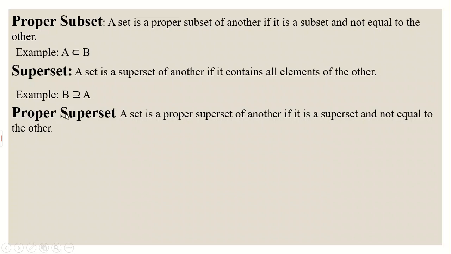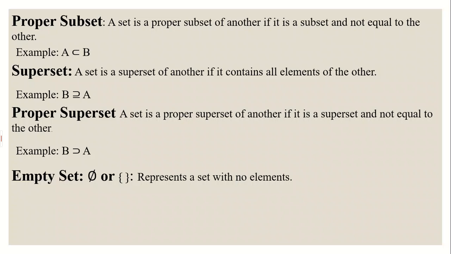Then now we have proper supersets. A set is a proper superset of another if it is a superset and not equal to it. So it means that they must have distinction. One must be greater than the other. They shouldn't be equal before you can call it a proper superset or proper subset. That is what this one is explaining. Then we have an example: B is a proper superset of A.